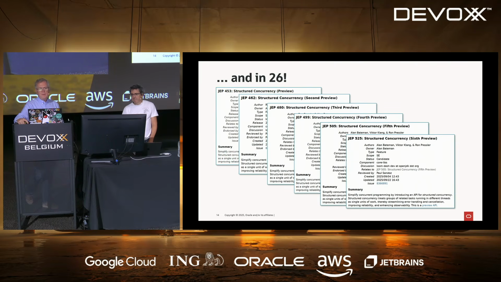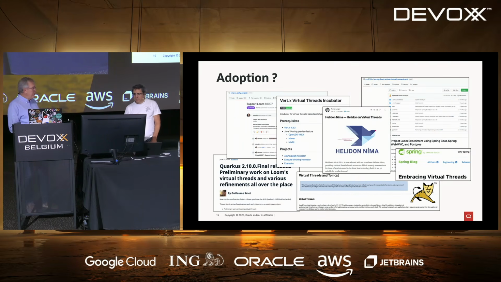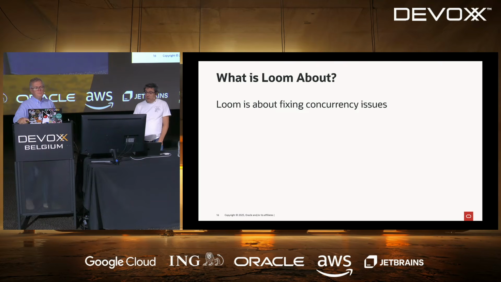About the adoption, I don't know of any major project around that did not announce some kind of support for virtual threads. So I just put some random images there. There are probably many missing. Let's say that Helidon, for instance, starting with version 4, I think, is entirely built on top of virtual threads. It was fully rebuilt. Yeah, fully rewritten to support that.